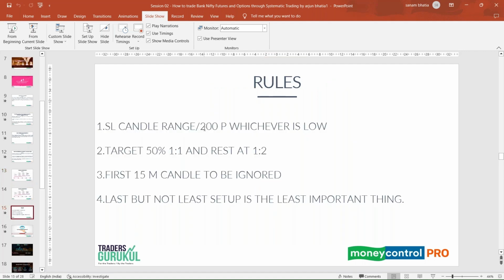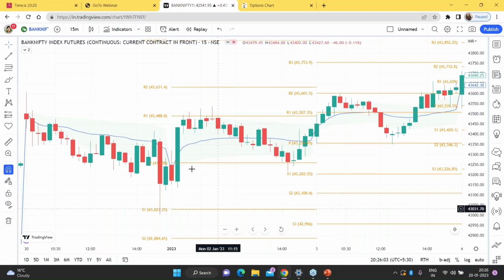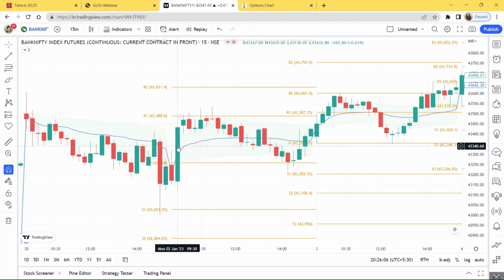Stop loss is the candle range or 200 points, whichever is low. Here the candle range is 435 minus 136, so around 300 points. But what I told you is we have to take the candle range or 200 points, whichever is low. So here the 200 points is low, so we will take 200 points as stop loss. We took the trade at 43436, so the stop loss would be 436 minus 200 points. This was the first example of buying trades.